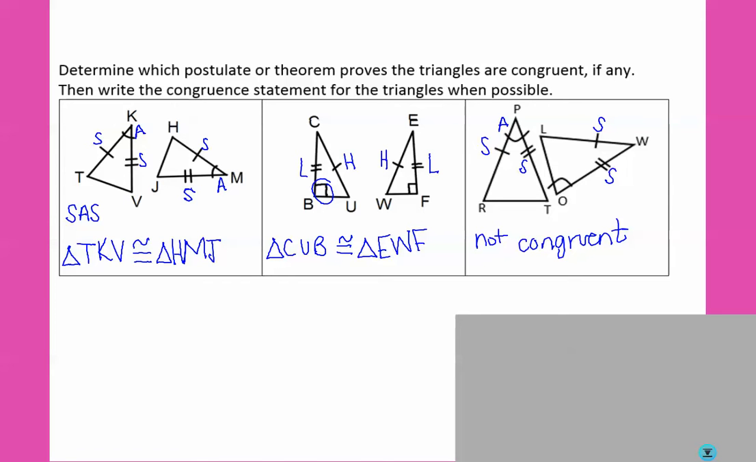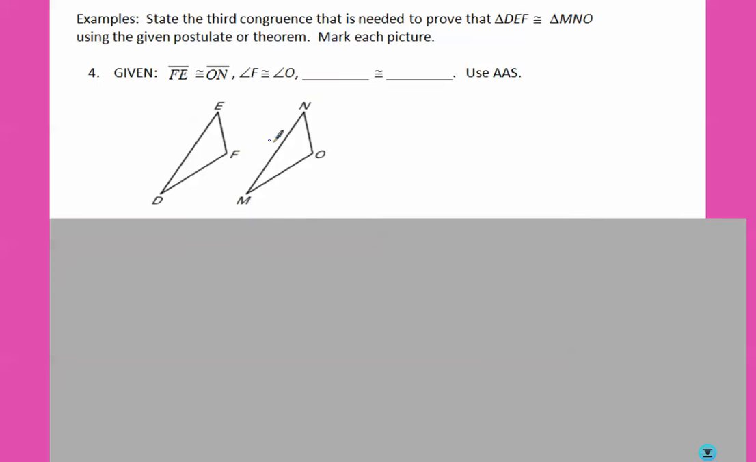So let's look at, if we're given some information, what other information would we need to know to use a certain congruence theorem? Whenever you see the word given, you should make sure that you're marking your pictures in order to reflect your given information. So side FE is congruent to ON. Angle F is congruent to angle O.